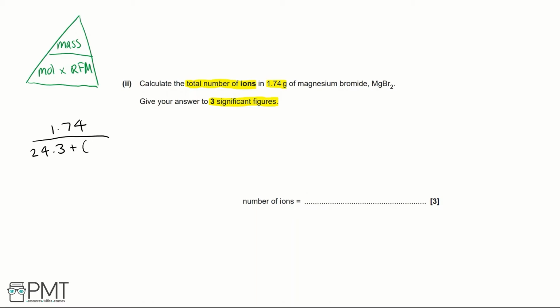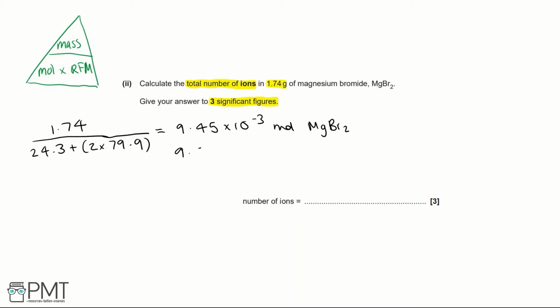24.3 plus 2 times 79.9. So that's the relative atomic mass of magnesium plus 2 of the relative atomic masses of bromine. And that equals 9.45 times 10 to the negative 3 moles of MgBr2. But we want the number of ions, and in magnesium bromide there are 3 different ions. There's magnesium and then there's 2 bromine ions. So we need to multiply this number by 3.